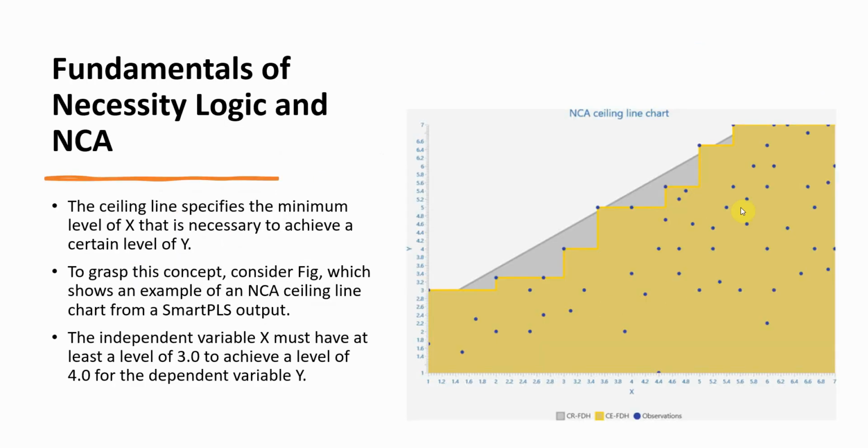This is how the chart looks in SmartPLS. Now look at the white area. It's quite high. So this means that this particular X is putting a lot of constraint on Y. So X is a necessary condition for Y, as I can see from this particular chart.